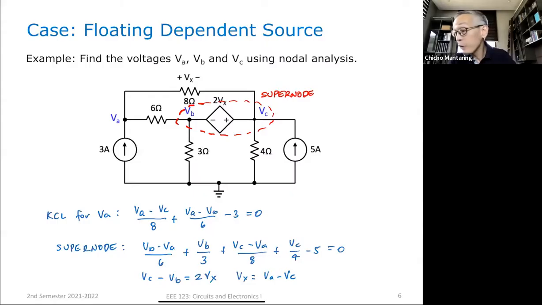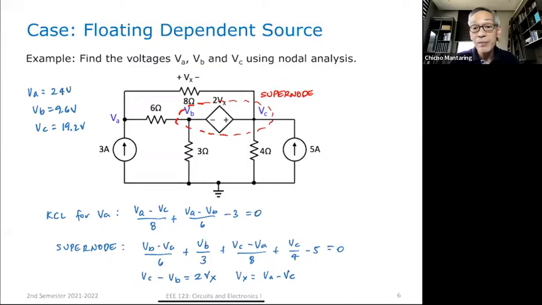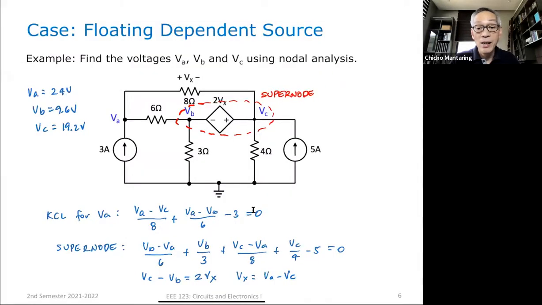If you solve the system of equations, I'll just give you the answer. You're going to get VA equal to 24 volts, VB is 9.6 volts, and VC is equal to 19.2 volts. But let me just check that. I want to make sure. Yes, 24, 9.6, and 19.2 volts. Any questions? Okay.